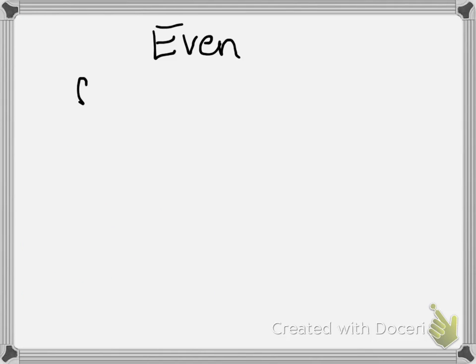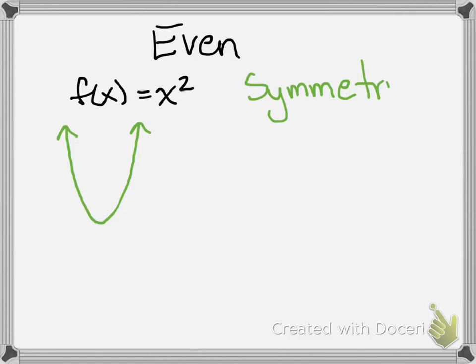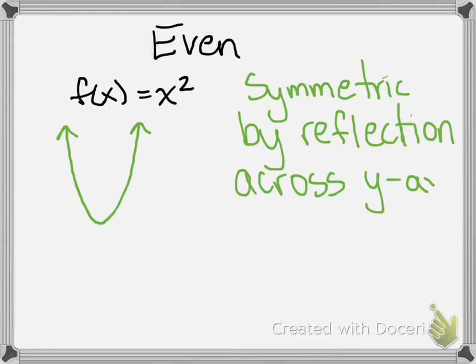So first, we're going to talk about even functions. One that we're familiar with is f of x is x squared. It looks something like that. And we know that it's symmetric by reflection across the y-axis.